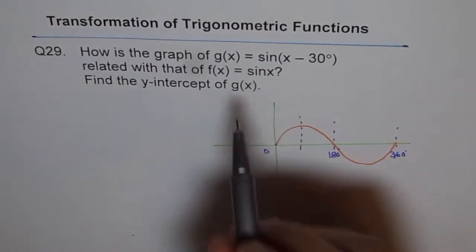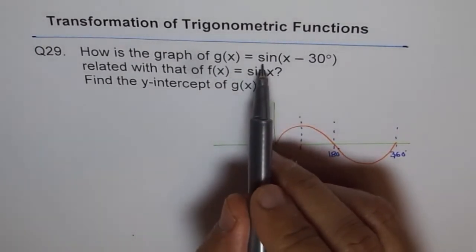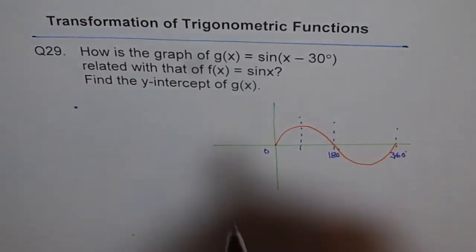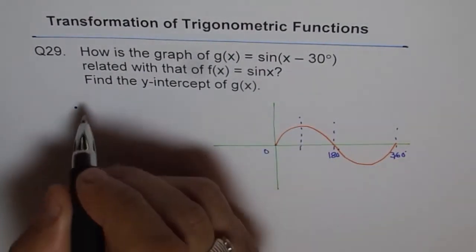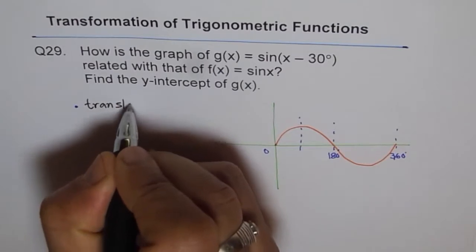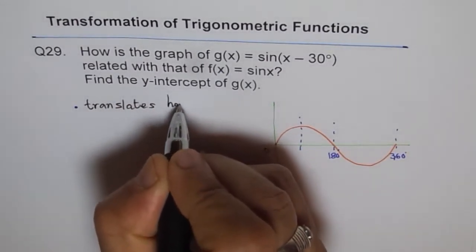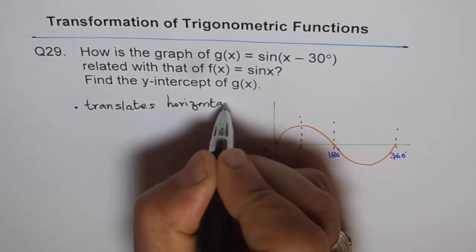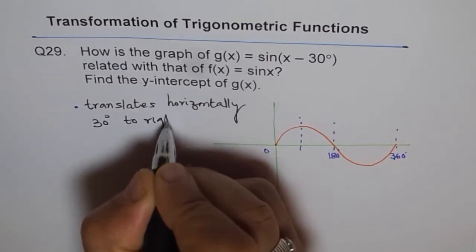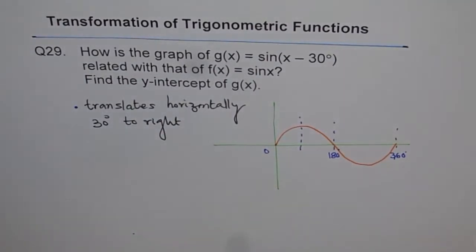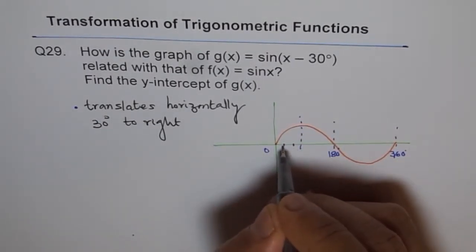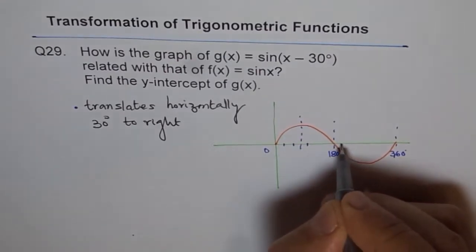Now what really happens for g of x? g of x is sine of x minus 30 degrees. So there is a transformation, and the transformation is that the graph translates horizontally 30 degrees to the right. That is the basic transformation which takes place. If this is 90, 30 will be one third of this. So that much is translated, right? Every point moves by 30 degrees to the right.